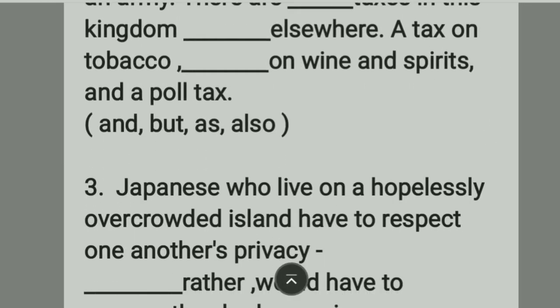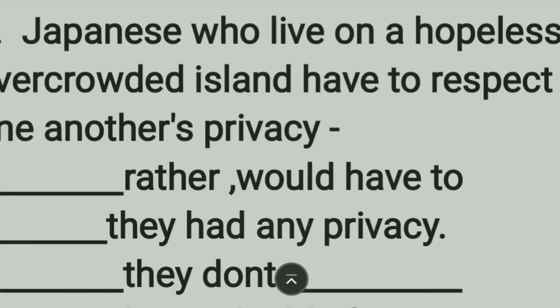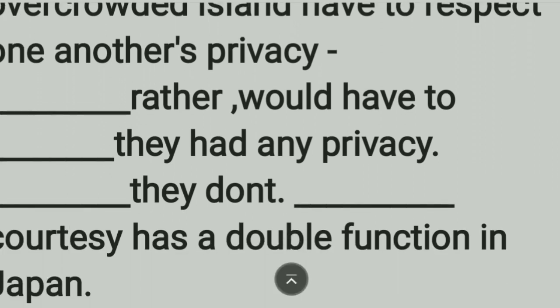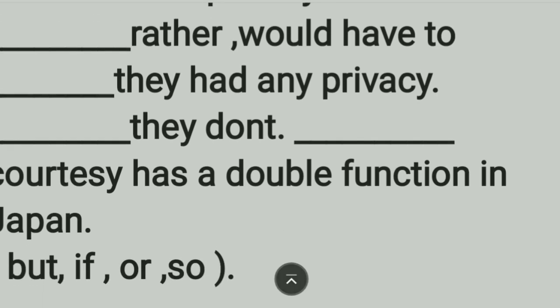Yes, we'll go to the next, third paragraph. The Japanese who live on a hopelessly overcrowded island have to respect one another's privacy. Rather, would have to, if they had any privacy. They don't. Courtesy has a double function in Japan.